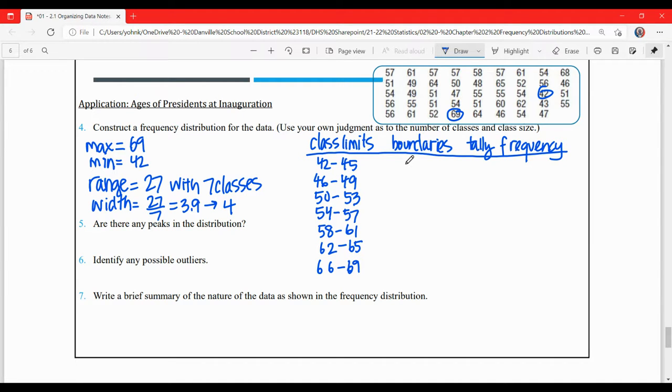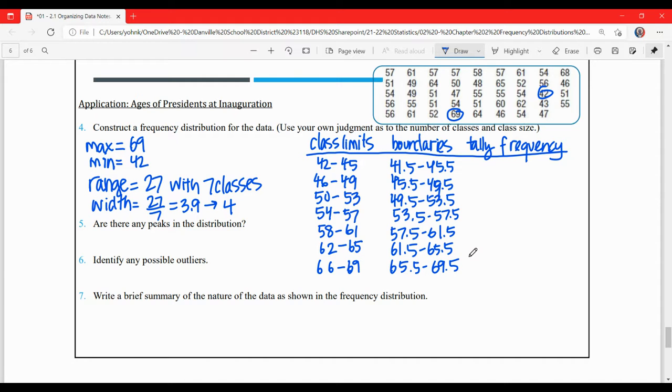Then your boundaries are going to be a 0.5 step in either direction. So 41.5 to 45.5, 45.5 to 49.5, 49.5 to 53.5, 53.5 to 57.5, 57.5 to 61.5, 61.5 to 65.5, and 65.5 to 69.5. Okay, so now I've got my boundaries.